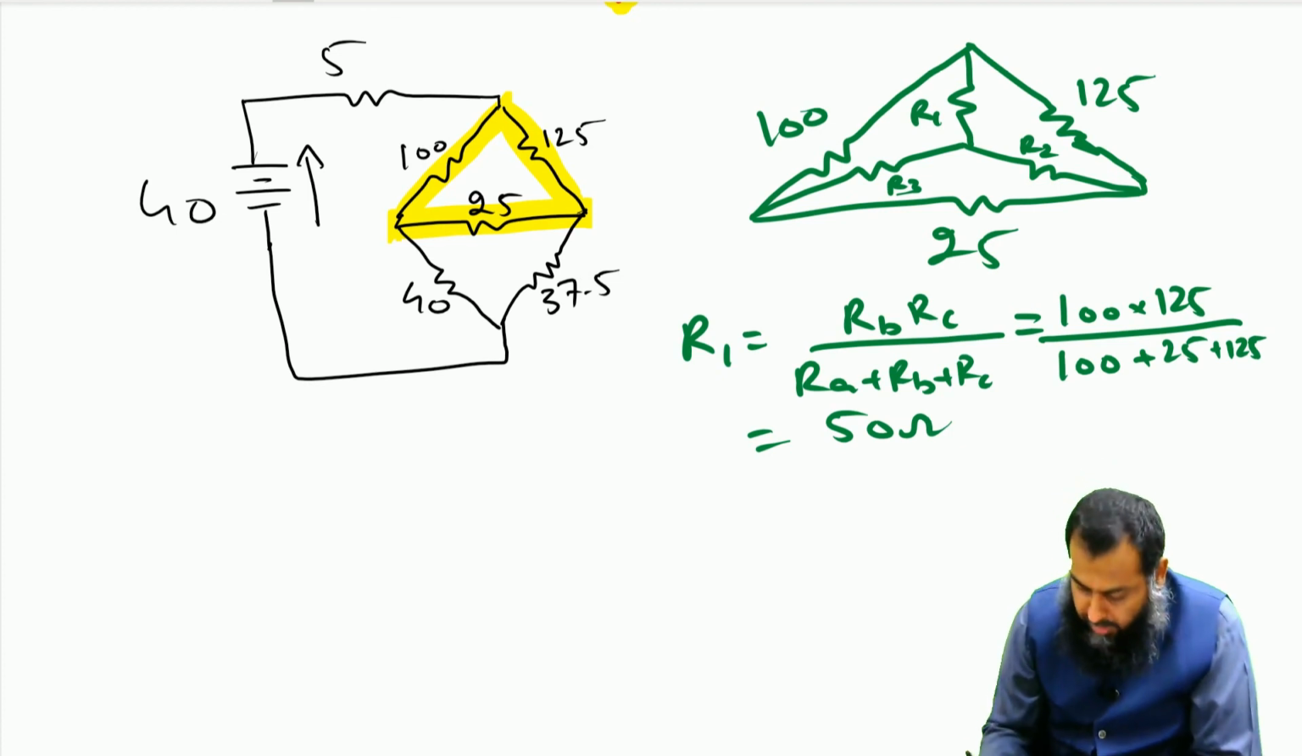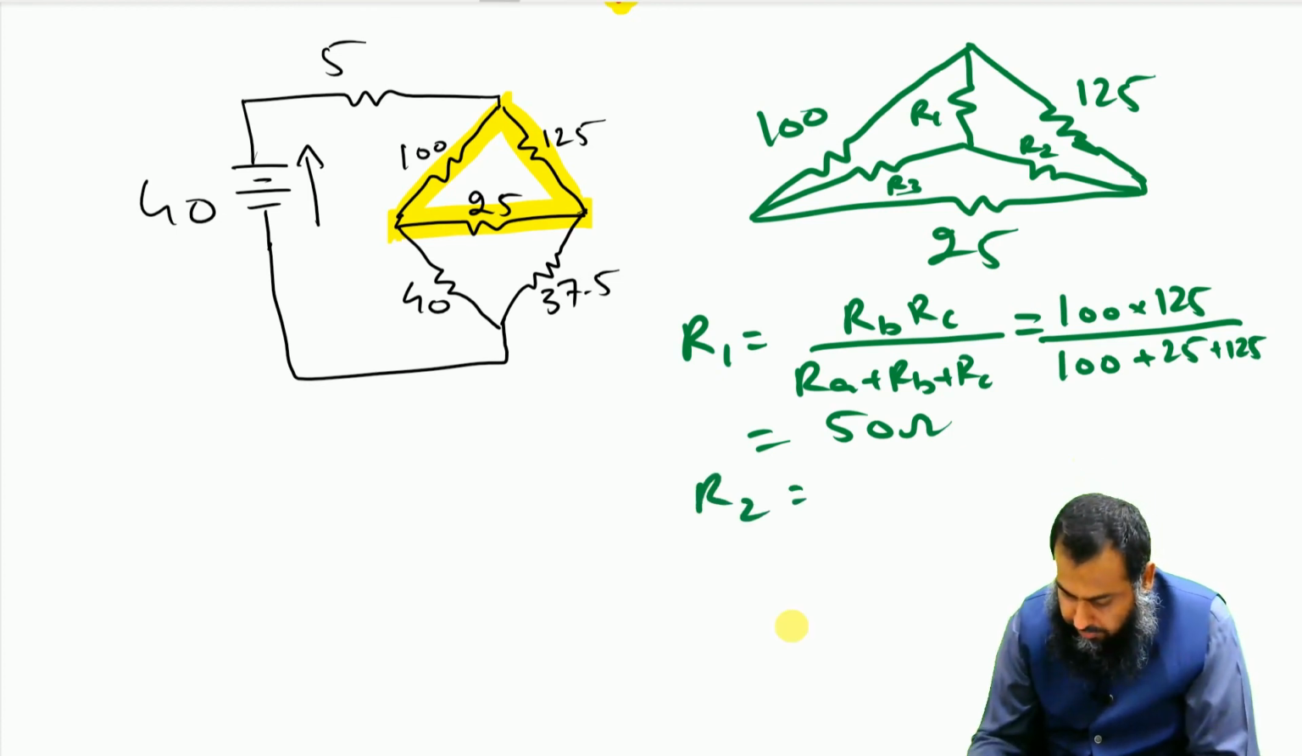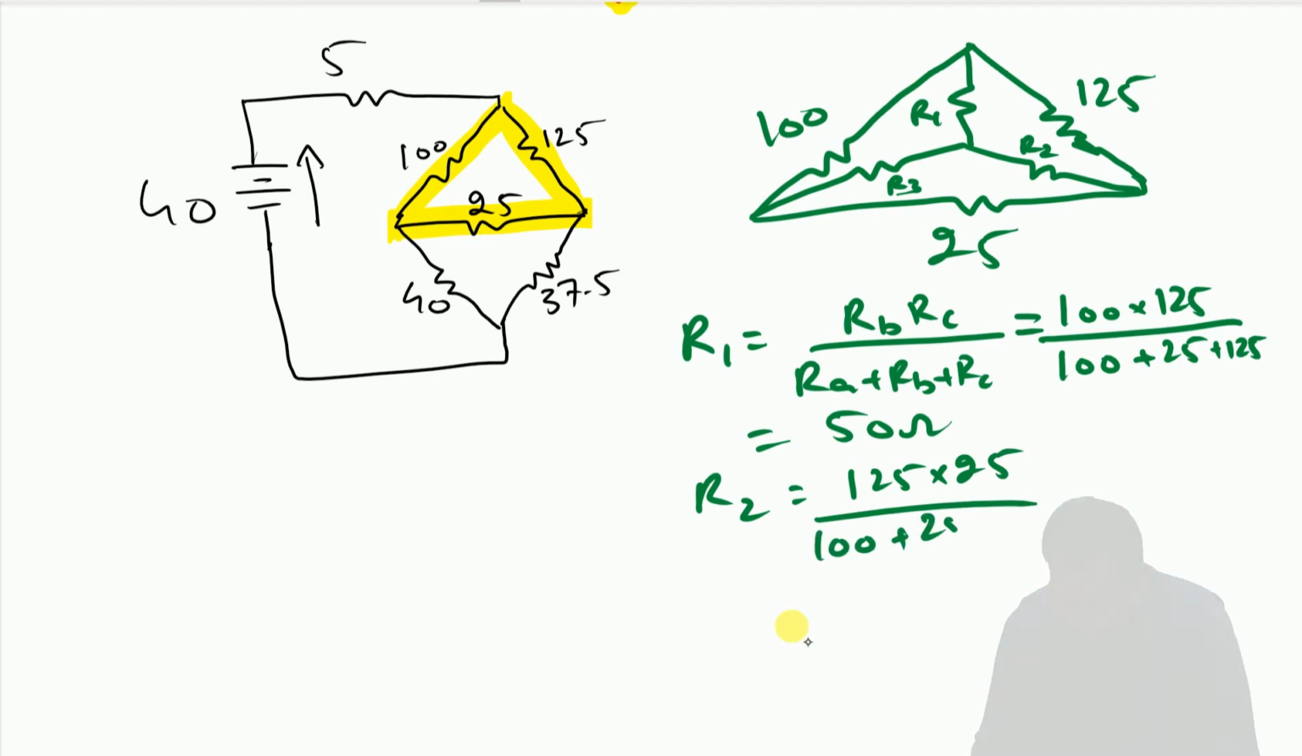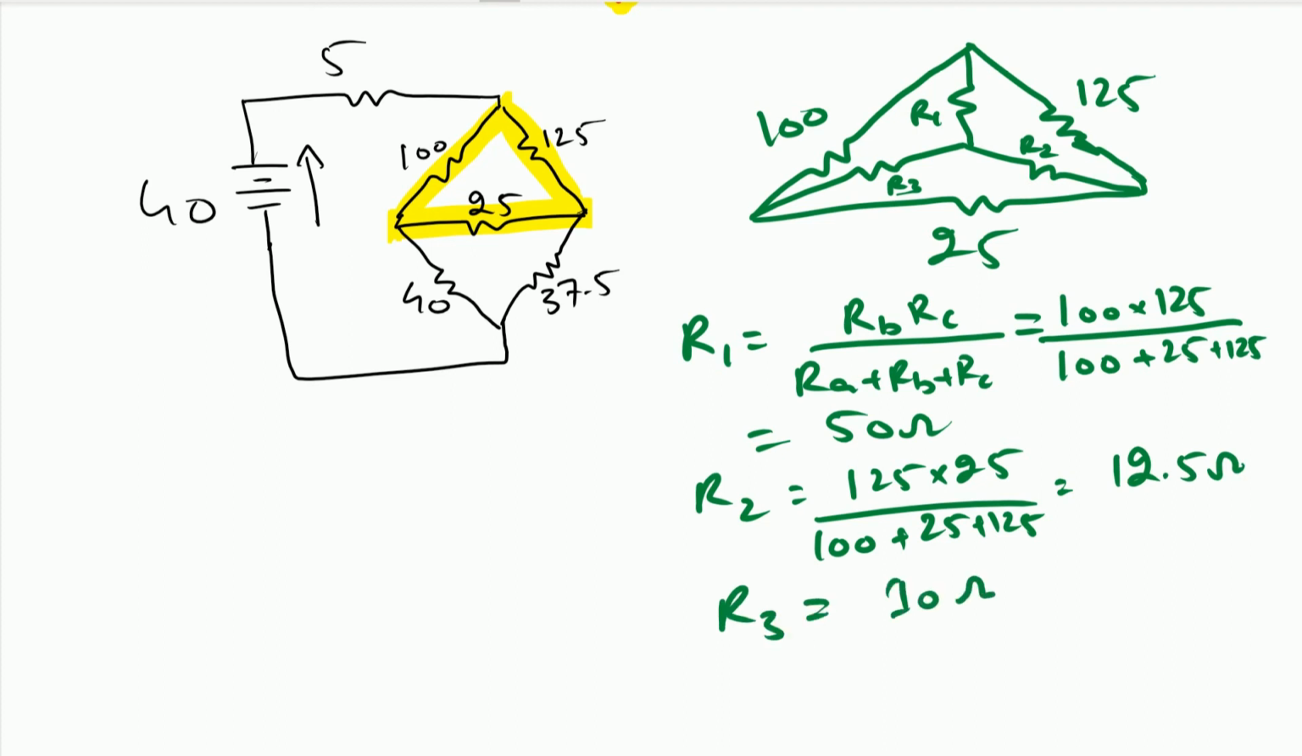Similarly, R2 will be multiplying this 125 with this 25 and then divided by the sum of these three resistances, 100 plus 25 plus 125, and this gives me 12.5 ohm resistance. For R3 the equivalent resistance is equal to 10 ohm using the expression that we have derived so far. So R3 will be the product of the 100 ohm and this 25 ohm resistance value.